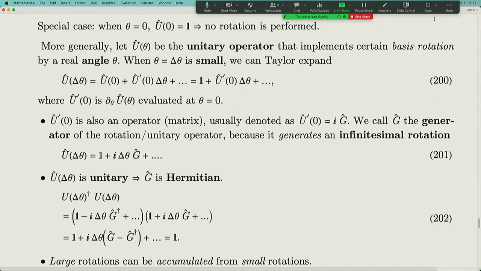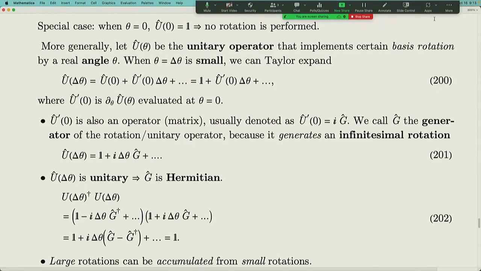And people also say that it generates infinitesimal rotation because when you perform Taylor expansion, your assumption in your mind is basically that delta theta is very small, so it's like an infinitesimal rotation. It's like you try to probe, if I go away from identity by an infinitesimal amount of theta, how the matrix will change. And this change characterizes the generator. So the generator describes along which direction the unitary operator is going to rotate the vector, basically.